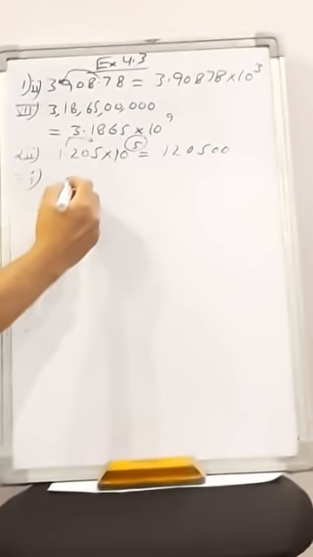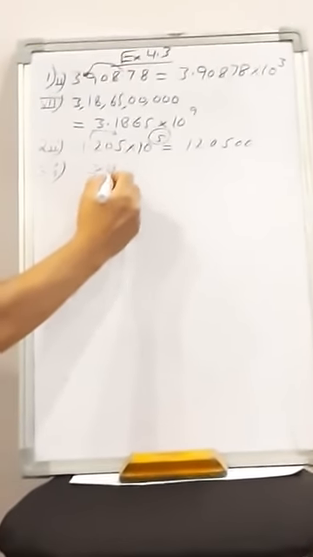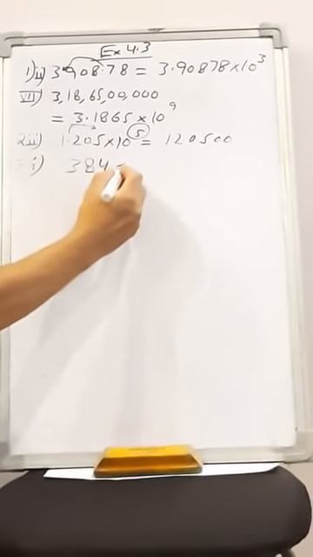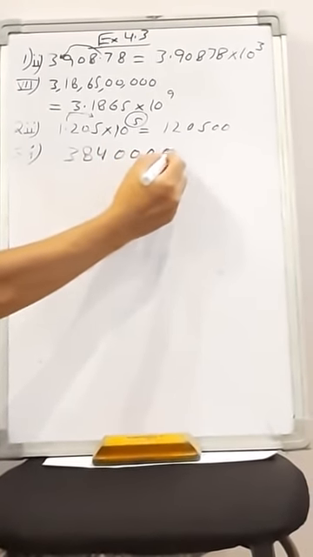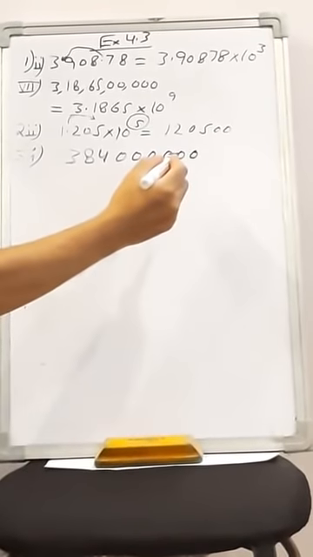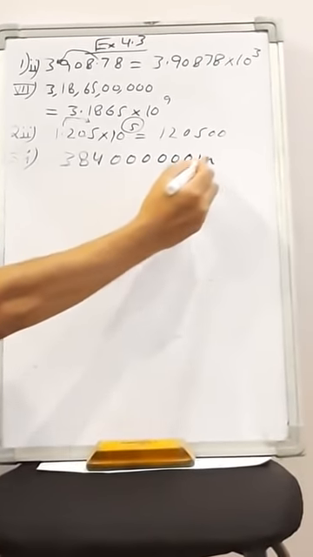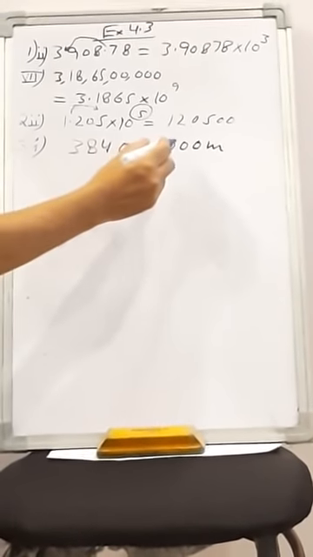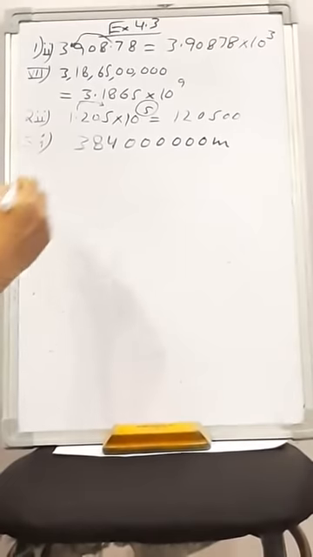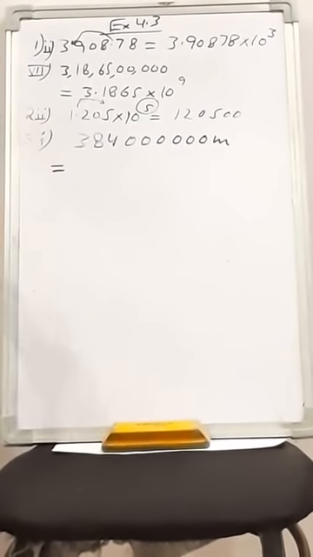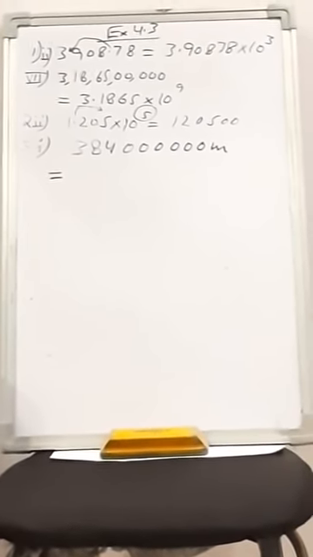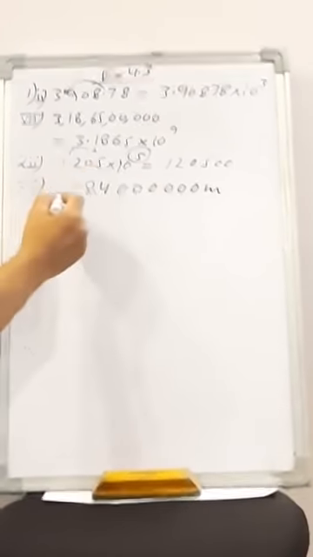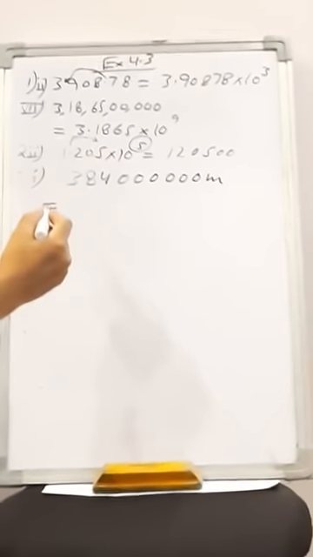The number given is 384 followed by six zeros, and it is given in meters. So the distance between the earth and the moon is given as this many meters. You don't have to be concerned about what the distance is or whatever. The idea is to use exponents to write this big number in standard form.